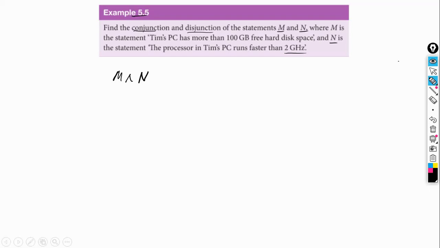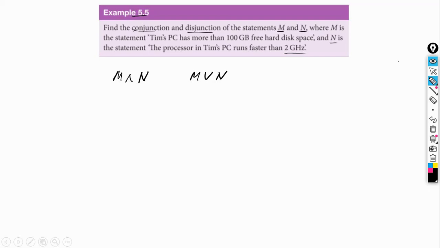So both Tim's PC has more than 100 gigabytes free hard disk space and the processor in Tim's PC runs faster than 2 gigahertz have to be true in order for this to be true. Let's talk about the disjunction, which is M or N. In this case, the only way this can be false is if both statements are false. So either one can be true. It would make this disjunction true.